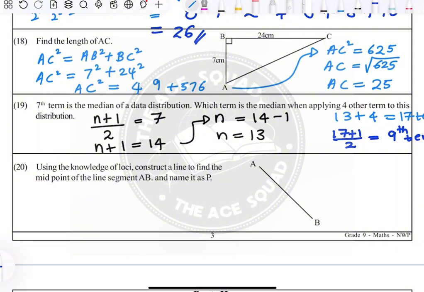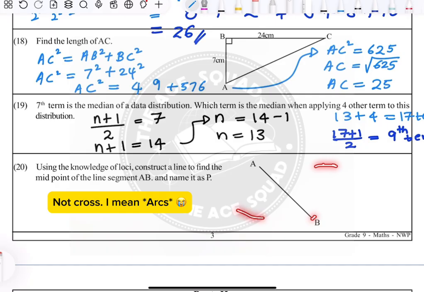Question number 20. Using the knowledge of Locus, construct a line to find the midpoint of the line segment AB and name it as P. So this is also a very easy question. In order to find the midpoint of a line segment, you need to draw the perpendicular bisector. To do that, you must take your compass, place it at either A or B and take the width of the compass to be slightly more than half of this line. For example, if you're starting with the point B as the center, place one needle here and the other at the top and put a cross. Next, place the other needle below this line and put a cross here as well.